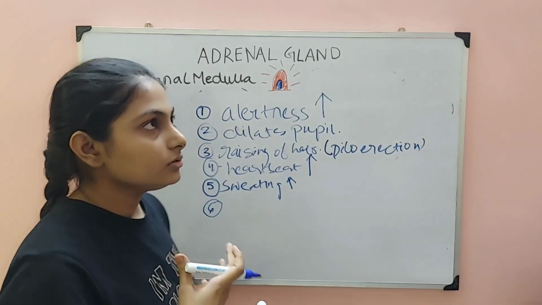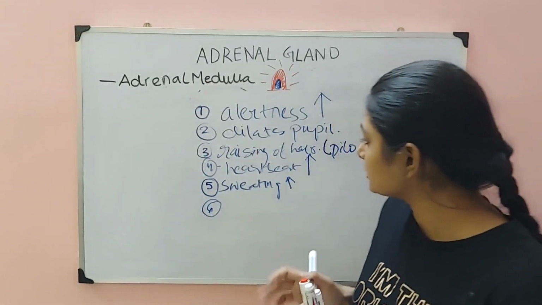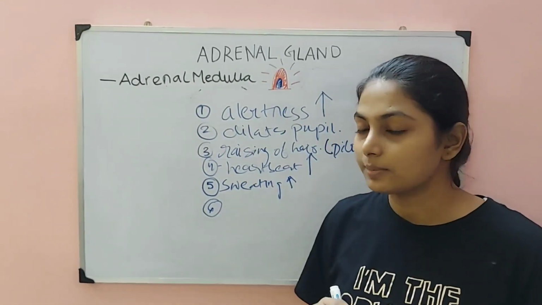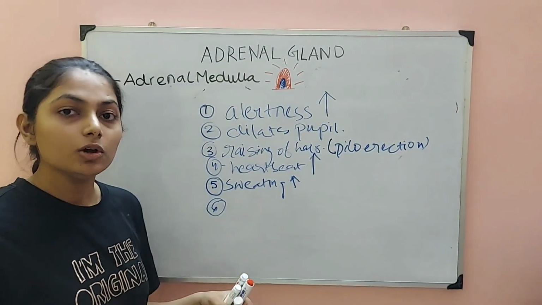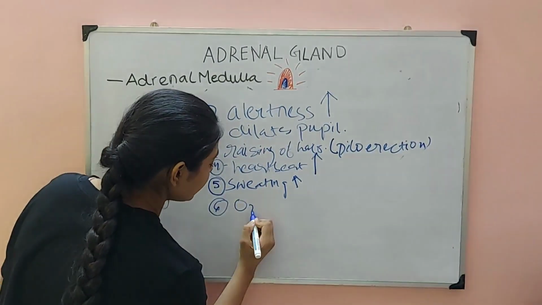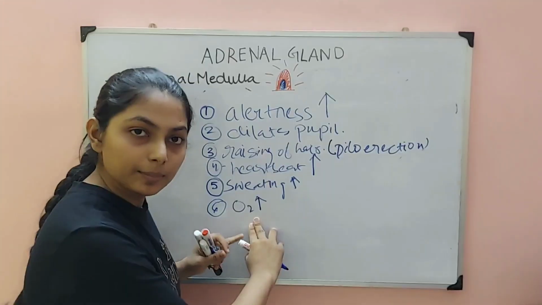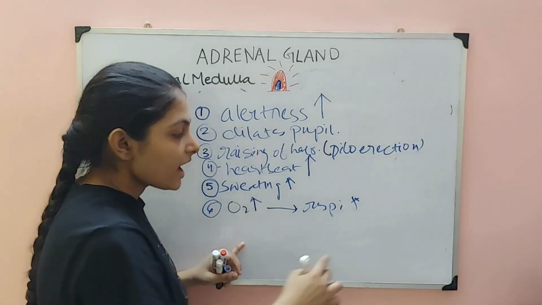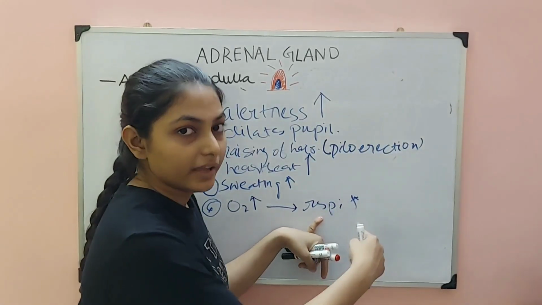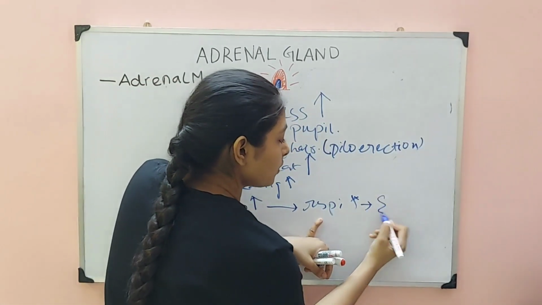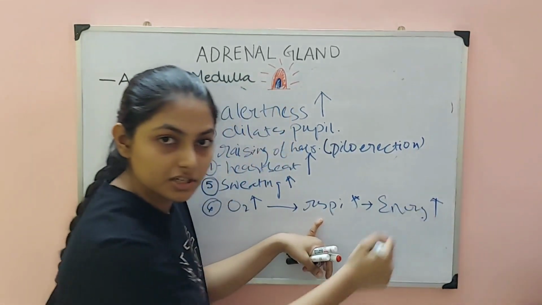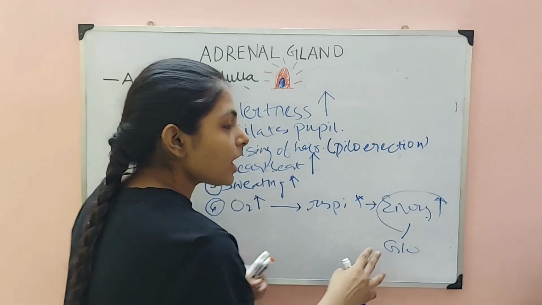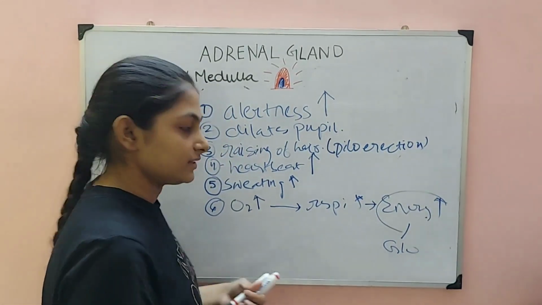Number 6, see, our heart starts beating very fast, so the blood supply increases. Along with blood supply, the oxygen supply to our body also increases. So O2 supply increases. Now if O2 supply increases, automatically respiration will increase. And why do we respire? The main reason behind respiration is what? Energy, increase of energy. So energy we get from glucose, right? So our blood glucose level also rises, alright?